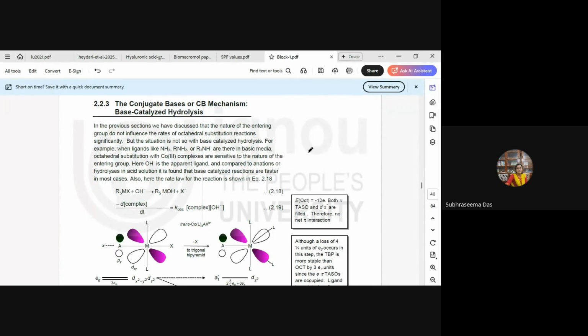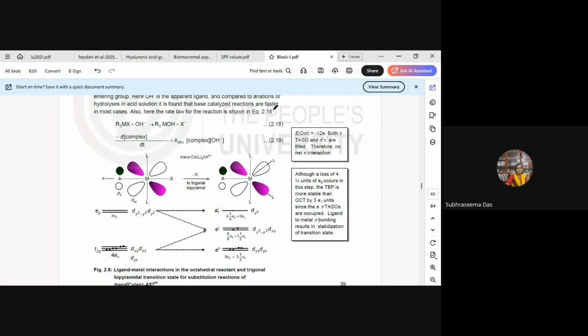But this is not the case when base catalyzed hydrolysis is done. When we have ligands like NH3, RNH2, R2NH in basic media, then the substitution reaction becomes sensitive to the nature of the entering group. We see OH minus is the ligand, but these groups NH3, RNH2 also have some basic nature, and they also affect the rate of the reaction.